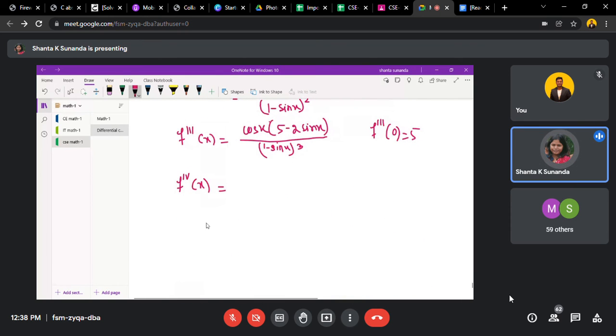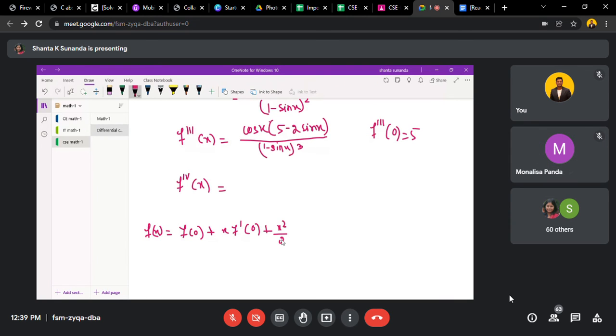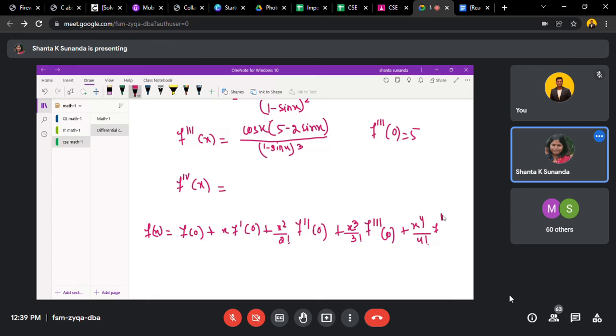Okay, let's write the Maclaurin series. So f of x will be f of 0 plus x f dash 0 by 1 factorial plus x squared by 2 factorial plus x cubed by 3 factorial plus the fourth order derivative term.